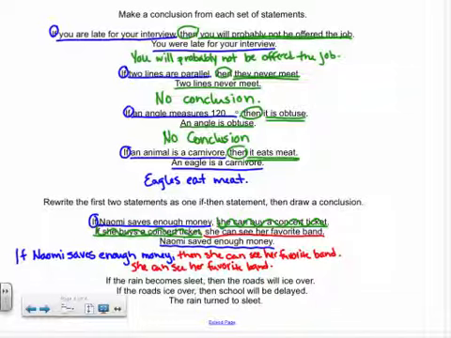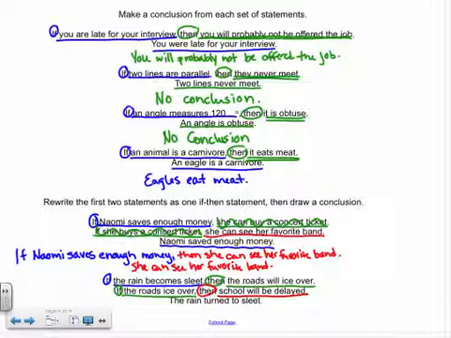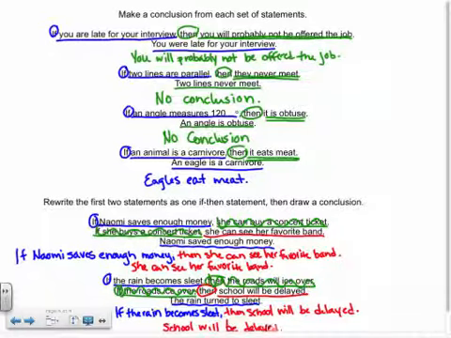The hypothesis of the first if-then statement is the rain becomes sleet, and the conclusion of that statement is the roads will ice over. The hypothesis of the second statement is the roads ice over, and the conclusion is school will be delayed. Since the conclusion of the first statement matches the hypothesis of the second statement, we can put them together to make one statement. If the rain becomes sleet, then school will be delayed. Then we're told that the rain did turn to sleet, so we can conclude that school will be delayed.